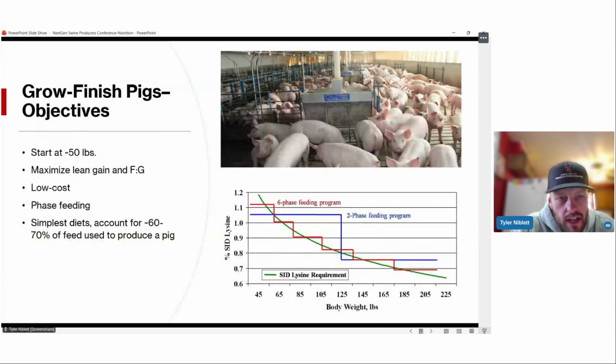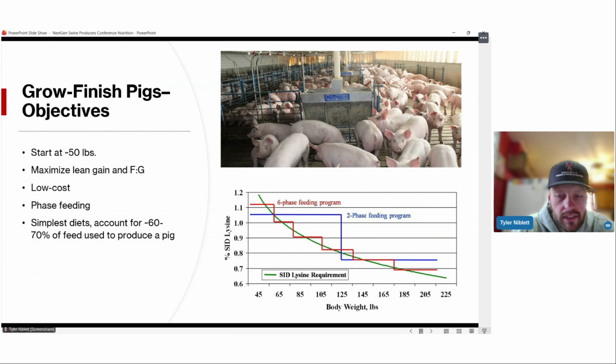The main idea and objectives here for the grow finish pigs is we want to maximize their lean gain and feed conversion efficiency, so the amount of feed that they consume compared to the amount of muscle or weight gain that we achieve. The idea behind that is at the lowest cost possible. And so that's where we start getting into those really, really simplistic diets. However, we still utilize that phase feeding system.